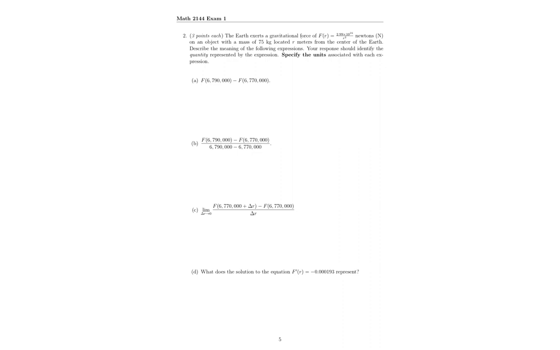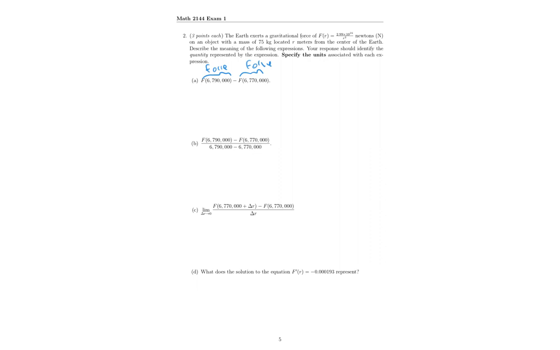So, for this, importantly, we're just describing what the expressions are. We're not actually having to solve for this. So to describe this first one, it is f of 6,790,000 minus f of 6,770,000. Well, this f represents force, and this is a force. So we have the difference in forces at two different distances from the center of the Earth.